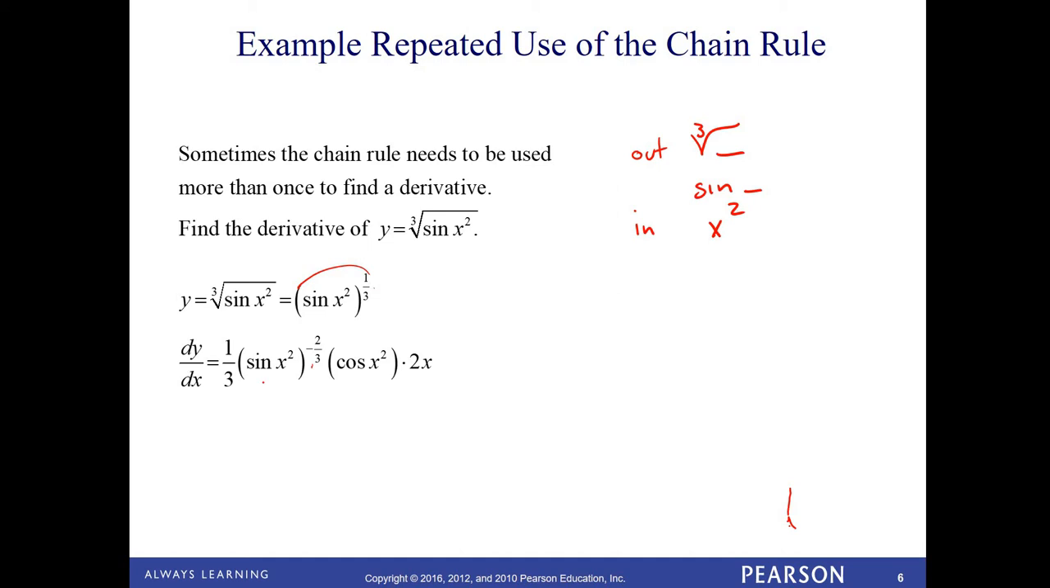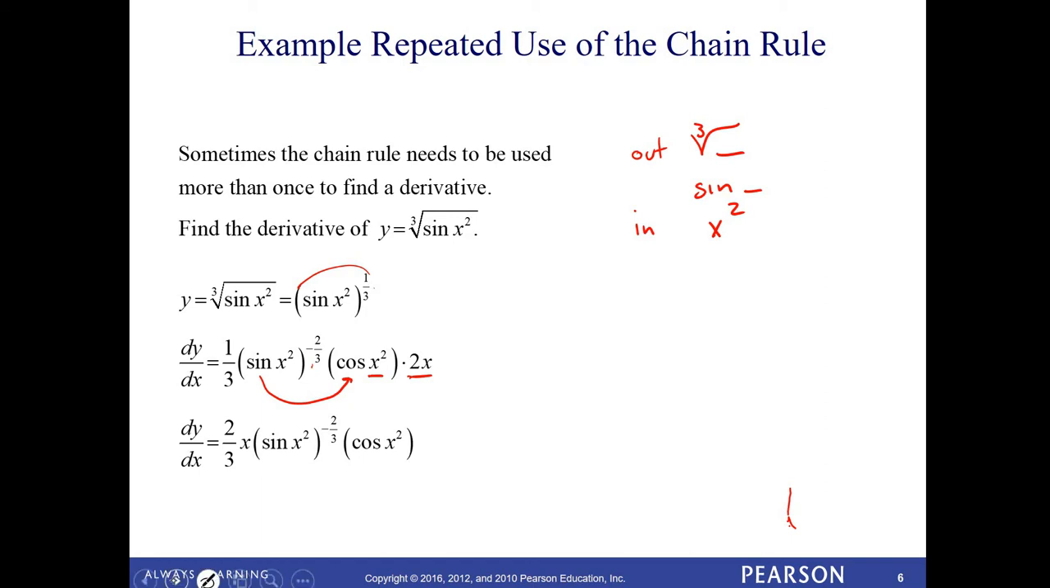The next thing I derivate is my sine, change that to cosine, leave that inside alone, and the last thing I derivate is my 2x. And then they'll probably clean it up, bringing the 2x to the front, so 2/3 x, sine x squared to the negative 2/3, cos x squared.